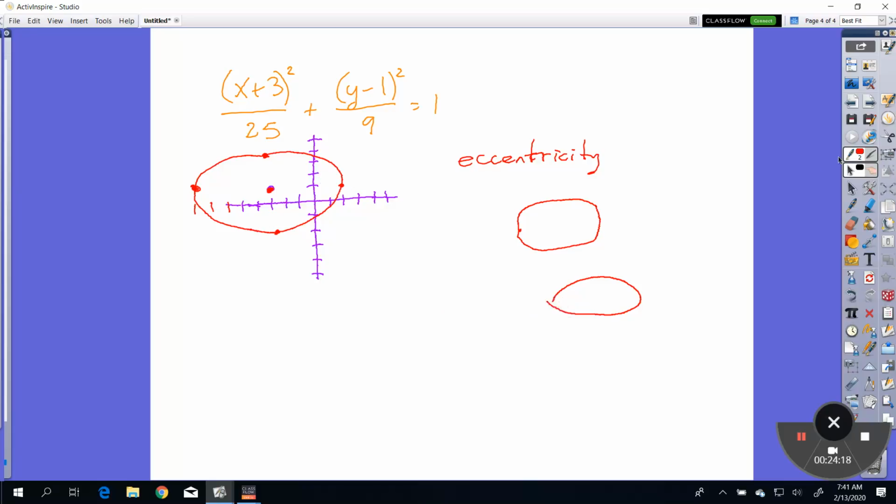Now, where's the focus on this one? Let's do that, and then we can figure out what your assignment is. Your focus is somewhere inside of here. So on the ellipse, the focus will always be on the inside. Okay, and a is always the biggest. So 25 minus 9. So c squared equals 16, so c equals 4, good. So that's where the focus is.